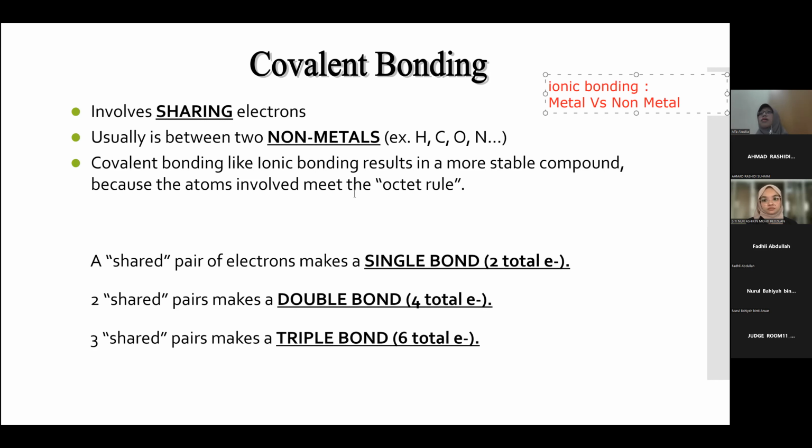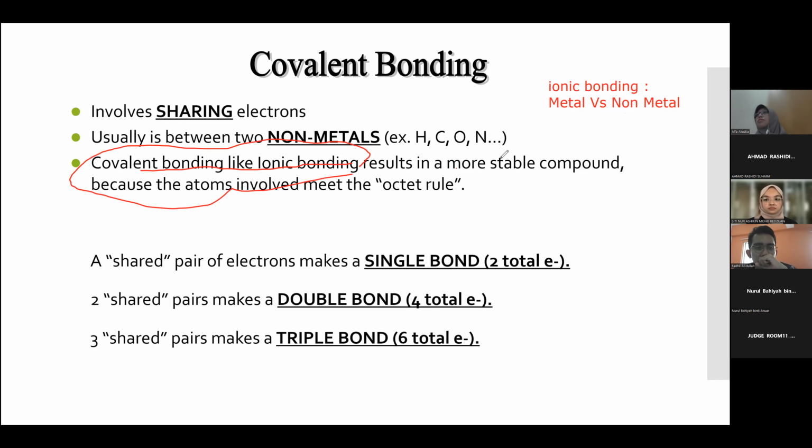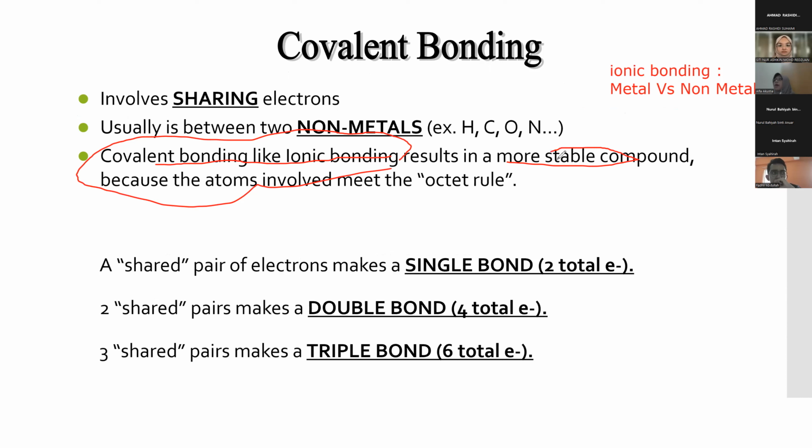Covalent bonding is like ionic bonding. What is the meaning of like ionic bonding? They want to be a stable compound. It means this is the effort for the atoms to be more stable, but with a different mechanism.